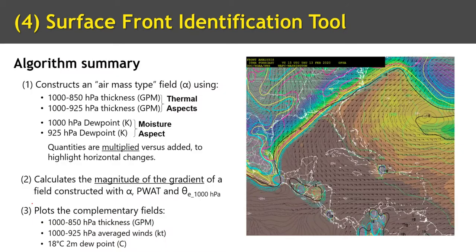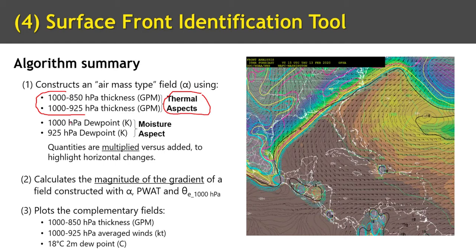Since I have little time, I'm going to show you what the algorithm has. So we've been playing around with different variables, and for subtropical and tropical locations, these are the ones that we realized work, at least so far, better for us. We're looking at 1,000 to 850 thickness and not 1,000 to 925 thickness. So this speaks about thermal aspects of the front. And then we're also looking at the moisture aspect just by looking at dew points.